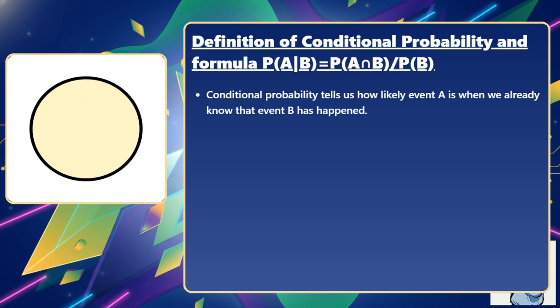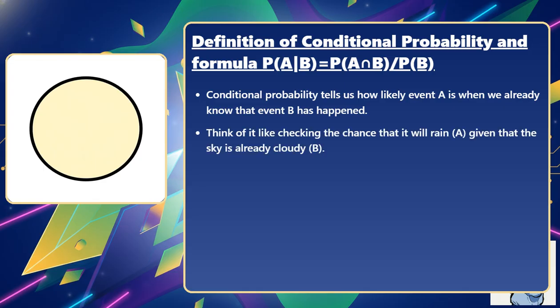Conditional probability tells us how likely event A is when we already know that event B has happened. Think of it like checking the chance that it will rain, A, given that the sky is already cloudy, B. The mathematical rule is P(A given B) equals P(A intersect B) divided by P(B).